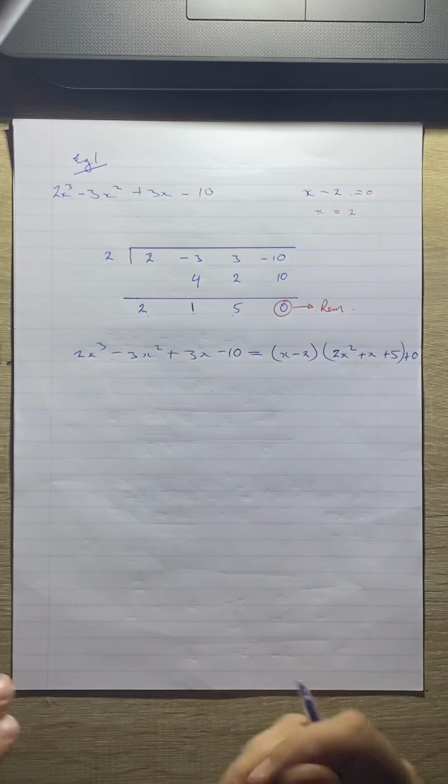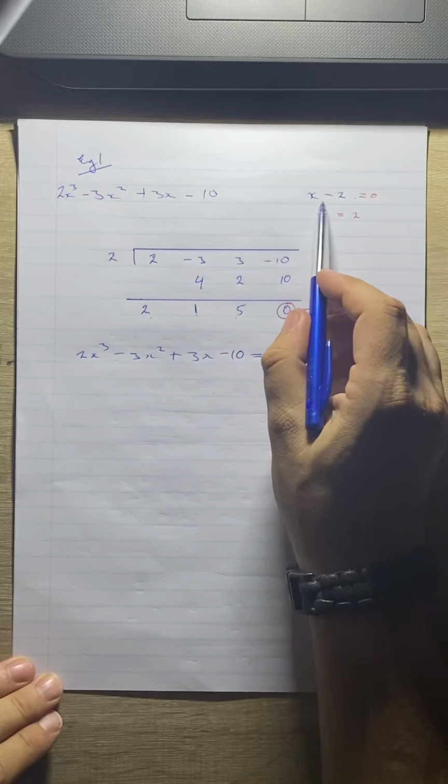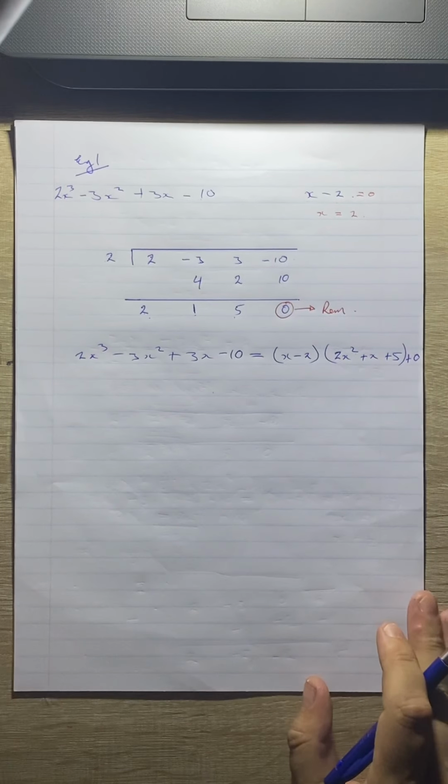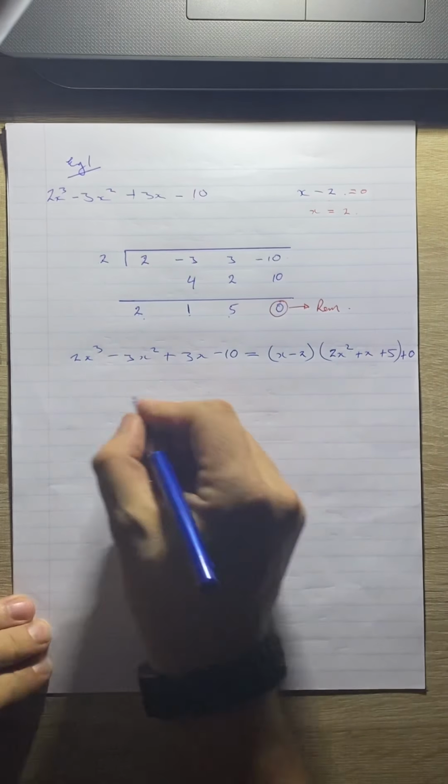Now let's have a look at an example where the leading coefficient is not 1. So this is going to be example 2.